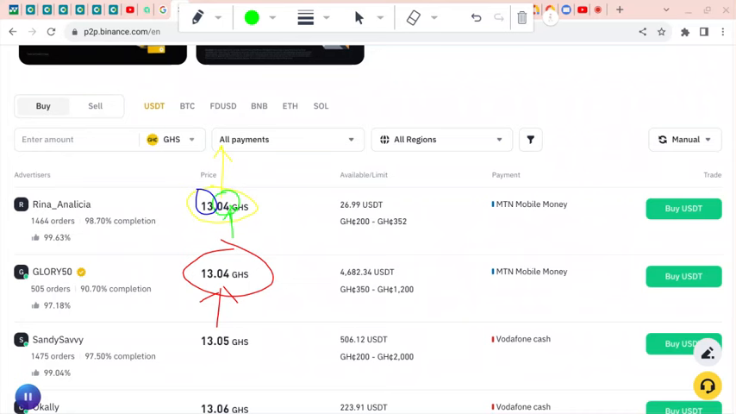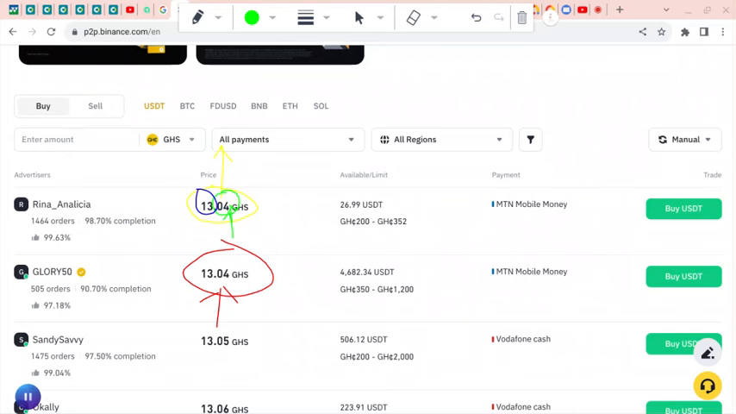So imagine if you buy at 13.04 right now, the profit you'll be getting is, let's say, if it shoots to 13.05, 0.01, it's a loss.